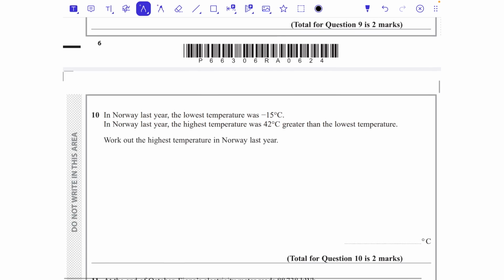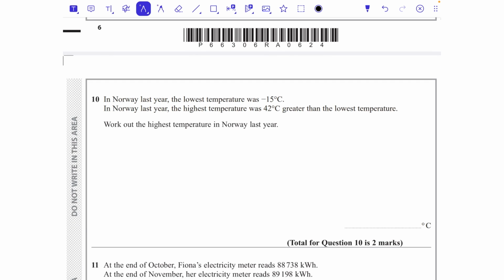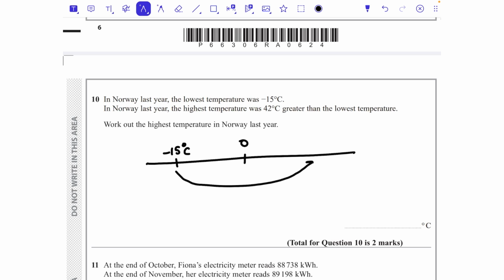Question number 10. In Norway last year, the lowest temperature was minus 15 degrees C. In Norway last year, the highest temperature was 42 degrees greater than the lowest temperature. Work out the highest temperature. So if we're thinking about a number line, let's imagine 0 is here, and the lowest temperature is down here at minus 15 degrees C. Now it's saying to get to the highest temperature, we need to add 42 from that.